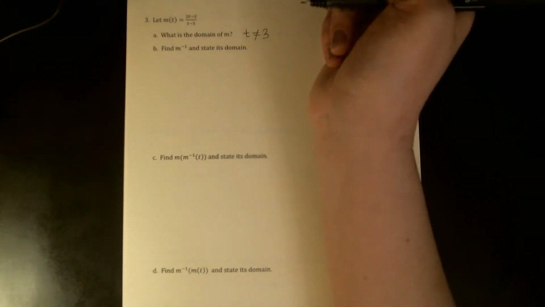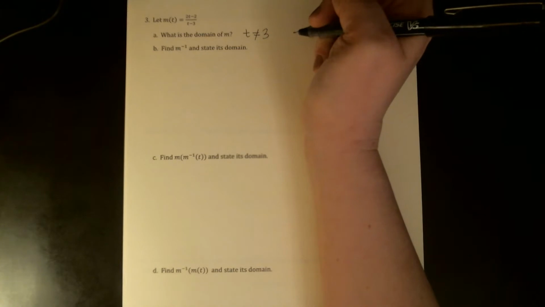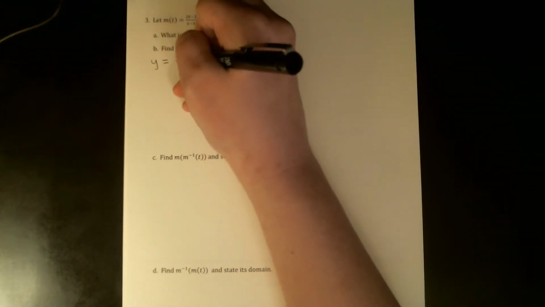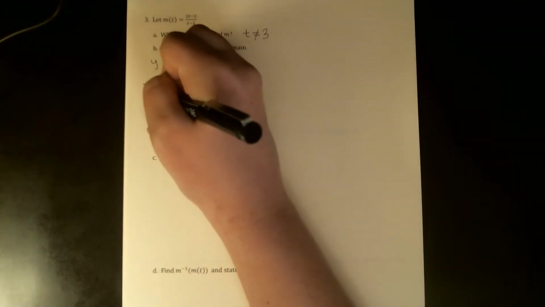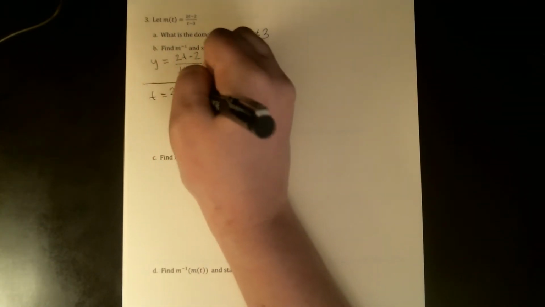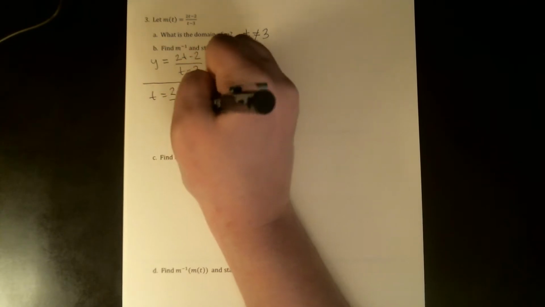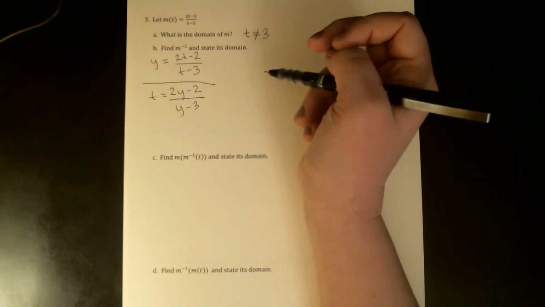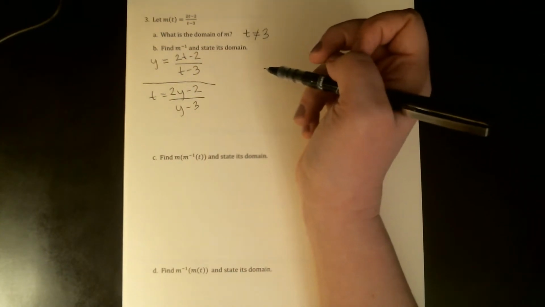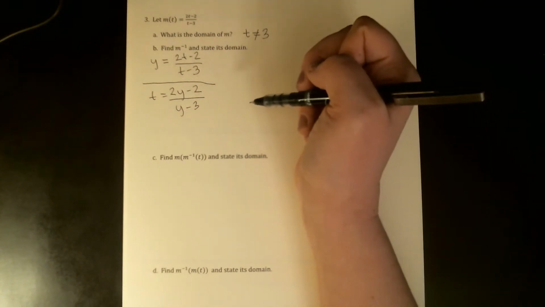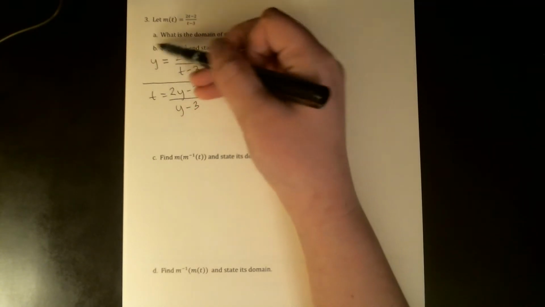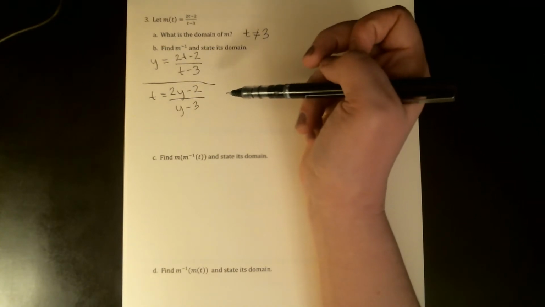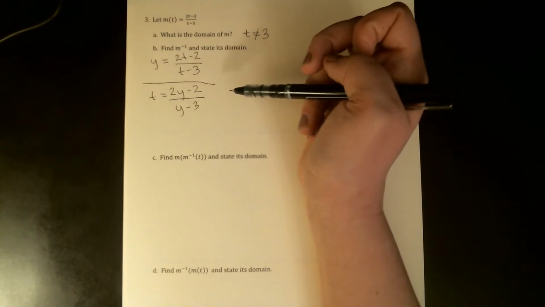Let's go ahead and work on finding M inverse. So we want to think about this as we have a function y equals 2t minus 2 over t minus 3. Let's switch our variables. Say t equals 2y minus 2 over y minus 3. And let's go ahead and solve for y. So switch your input and your output variables and then solve for whatever used to be your output variable. The solve step is what turns it into an inverse.